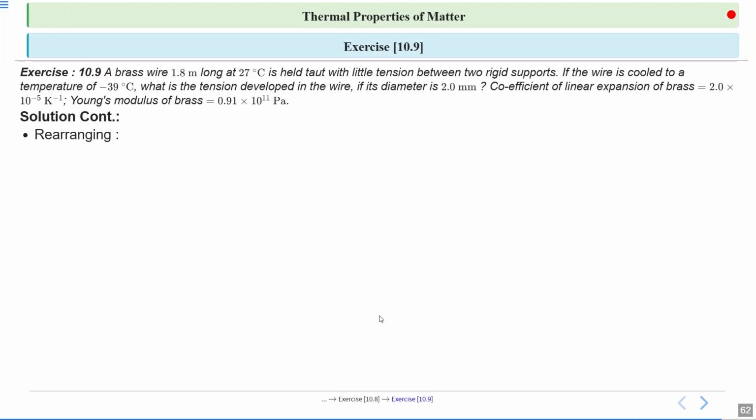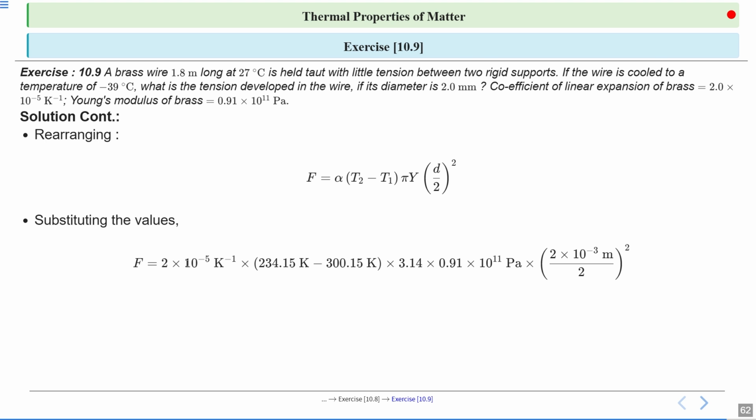So rearranging, F is equal to alpha L into (T2 minus T1) into pi into Y into (D divided by 2) whole square. So substituting the values, F is equal to 2 into 10 raised to the power minus 5 per Kelvin into (234.15 Kelvin minus 300.15) into 3.14 into 0.91 into 10 raised to the power 11 Pascal into (2 into 10 raised to the power minus 3 meter divided by 2) whole square. When we solve this, you will get the expression for F.